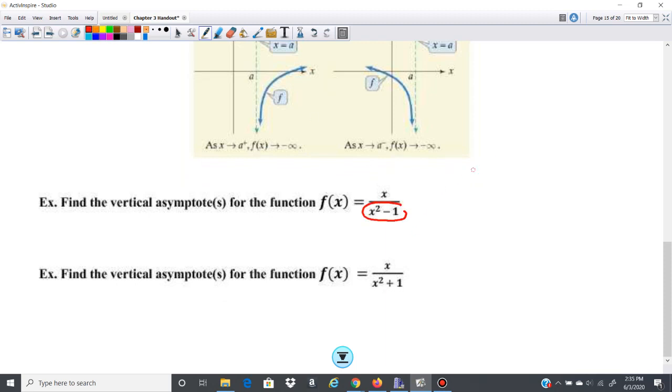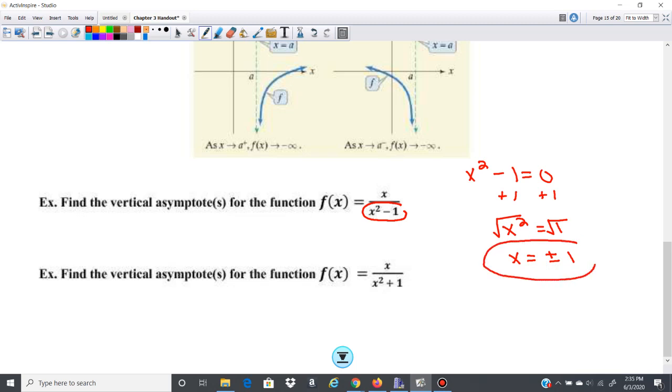Okay, so here you're going to go x squared minus 1 equals 0. Add 1 to both sides. Get x squared equals 1. Take the square root. You get plus or minus 1. Now this time you don't actually draw the line through the equal sign. Those are your asymptotes, 1 and negative 1.